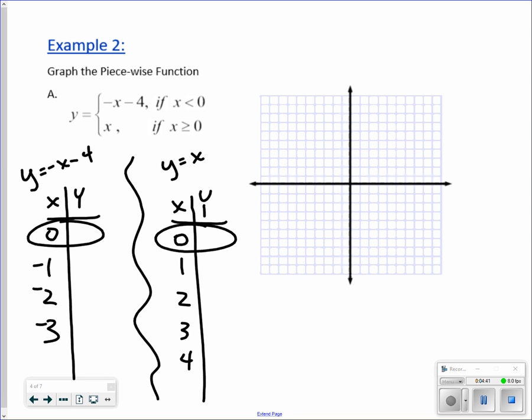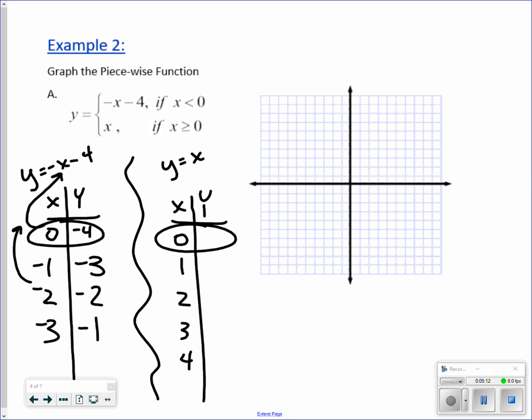Put 0 into -x minus 4. If I put 0 in for x, it's -0 minus 4, which would be -4. Now I'm going to put -1 in for x. So -(-1), which would be 1, minus 4. Now I'm going to put -2 in for x, and I'm going to get -2, and -3 in for x, and I'm going to get -1.